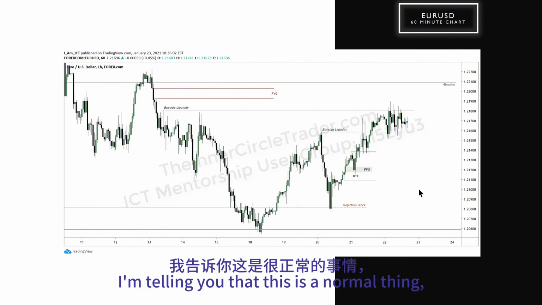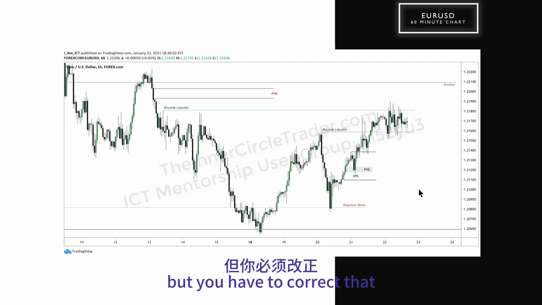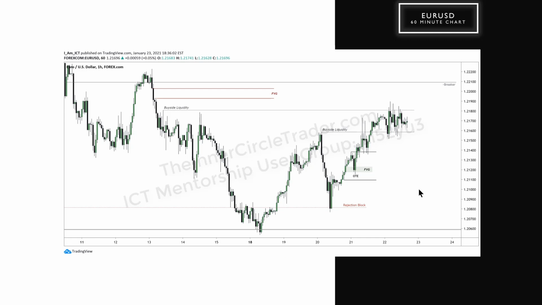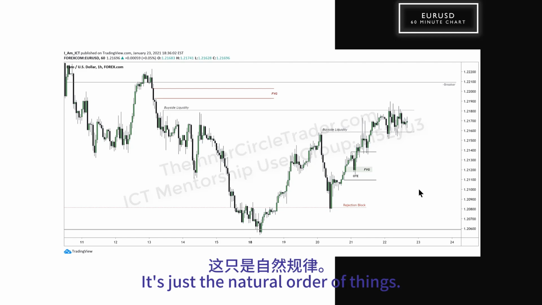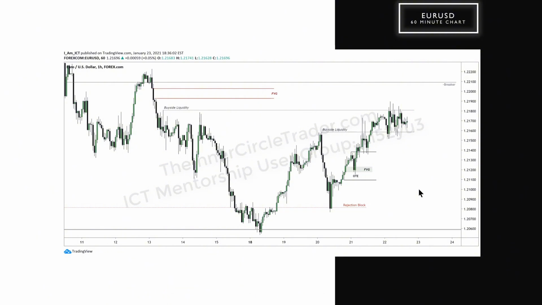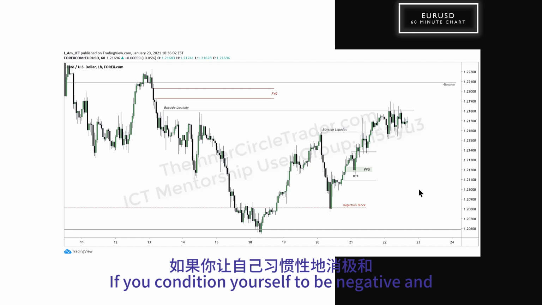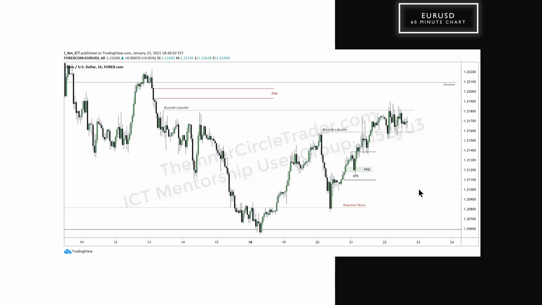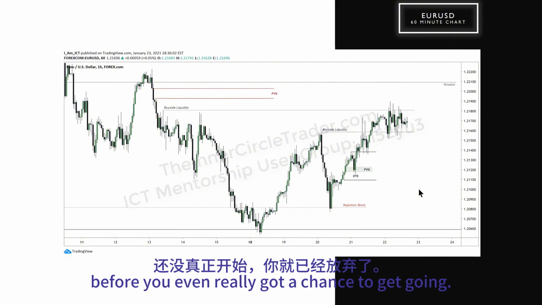I'm telling you that this is a normal thing, but you have to correct that or you will not develop. Period. No ifs, ands, or buts. It's the way it is. It's not because I said so. It's just the natural order of things. Our brains are highly, highly sensitive. And what you feed it sets the tone for conditioning. If you condition yourself to be negative and only focus on the negative, then what are you doing? You're inviting defeat before you even really got a chance to get going.